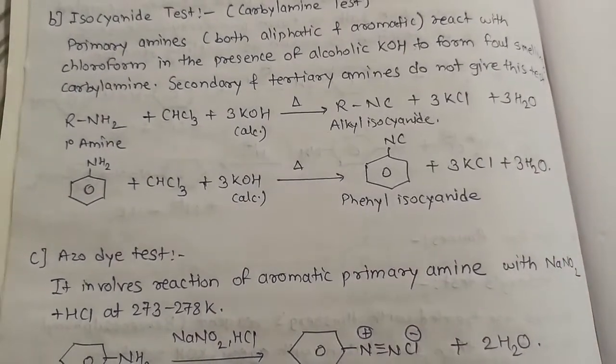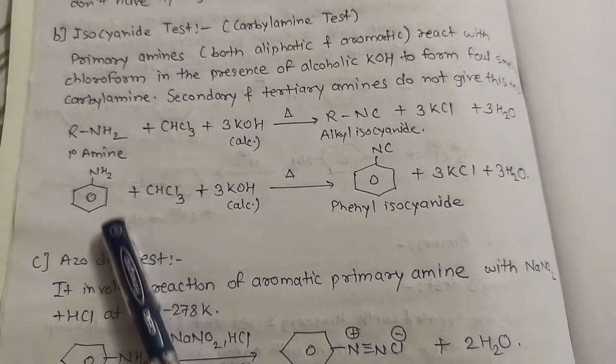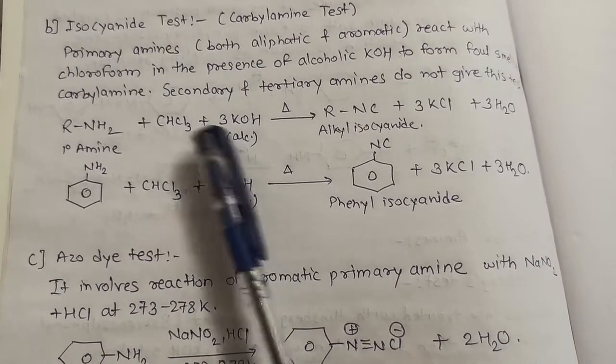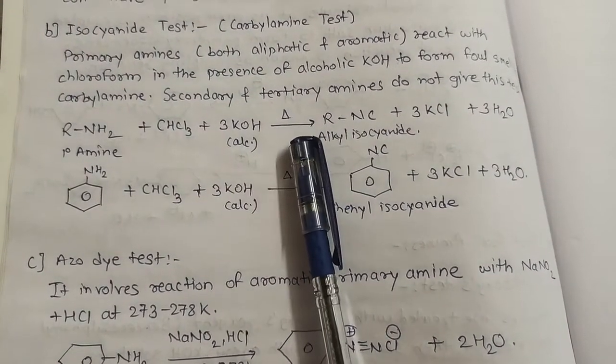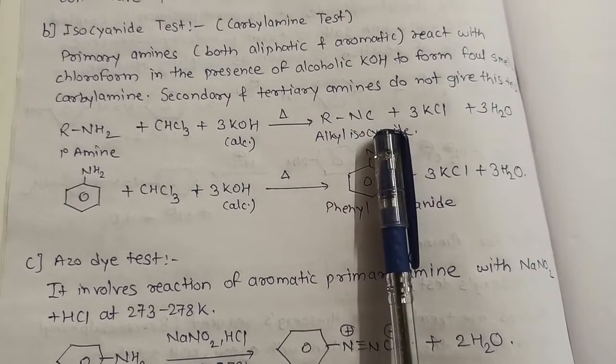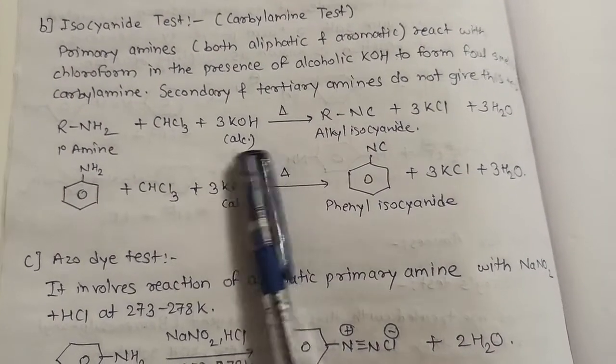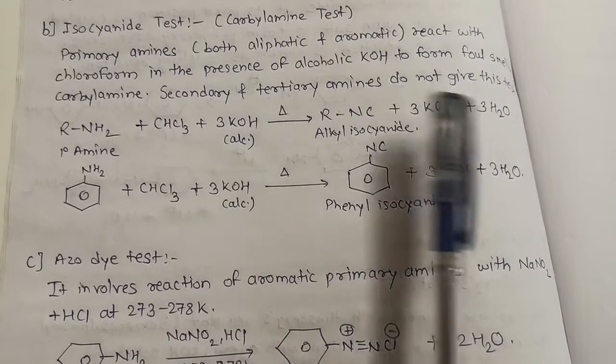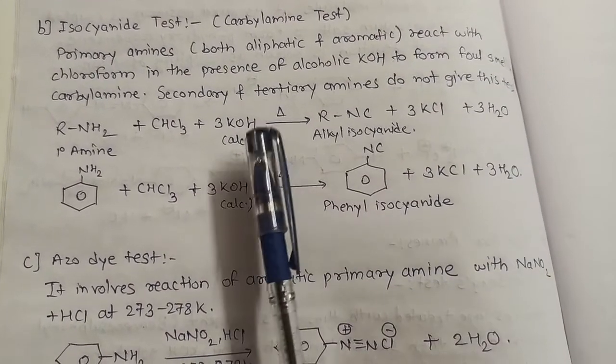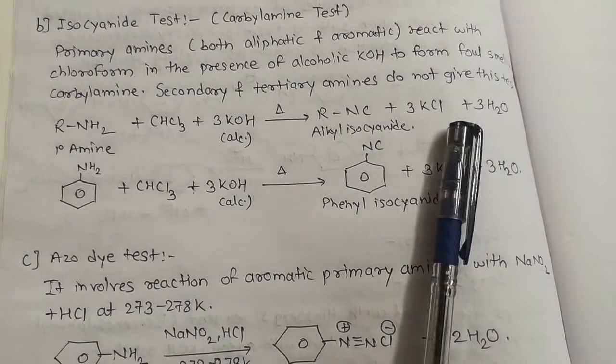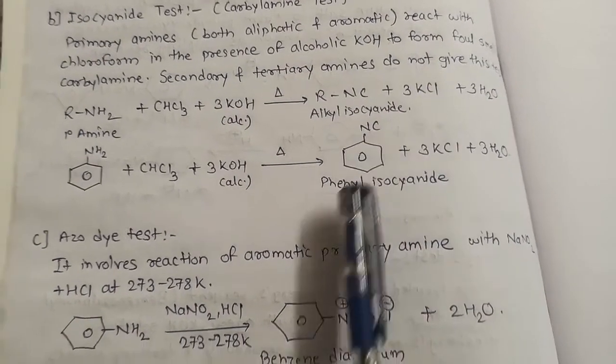And now see the reaction. Primary amine RNH2 is treated with CHCl3, chloroform, plus alcoholic KOH. In presence of heating, it will give alkyl isocyanide. And on the reaction side, hydrogen and oxygen are there, so we have written water. What is left? K and Cl are left, so the other byproduct is KCl.